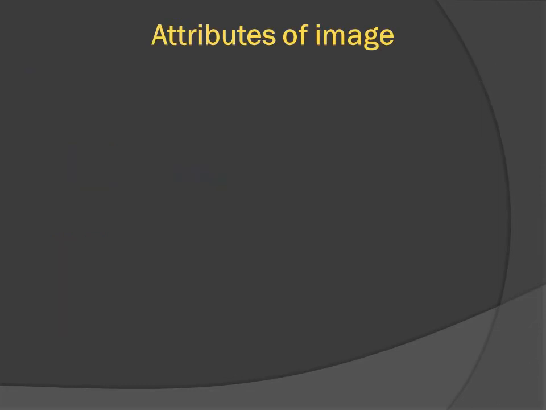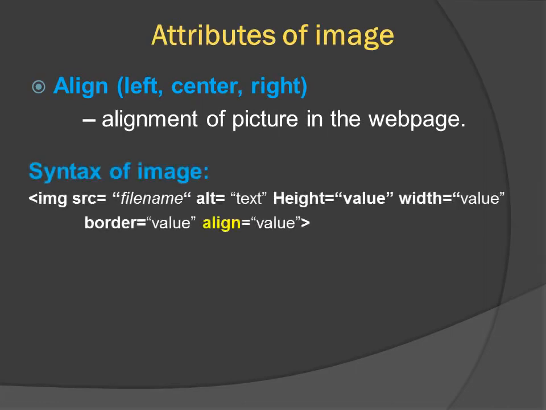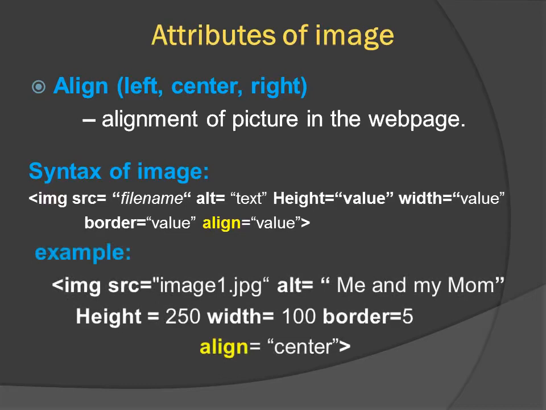Align, it can be left, center, or right. This, of course, is the alignment of the picture in the web page. So as you can see in our syntax, we just use all these attributes. And of course, we have our choice if you want to use alt or align, but definitely you need to use the source, the height, and the width, and even the border.